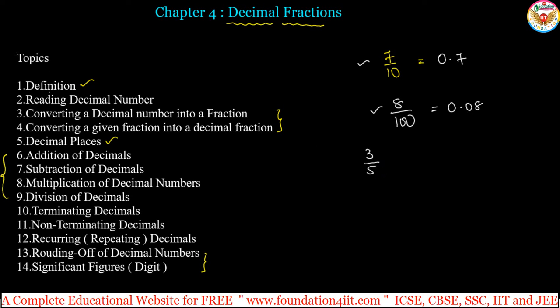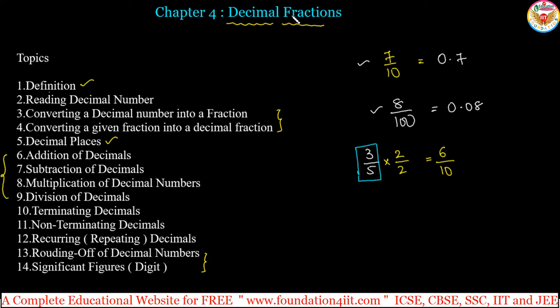3 by 5, if you observe, the denominator is not 10, but we can make it 10. How? Multiply the numerator by 2 and the same for the denominator. Then 3 into 2 is 6, 5 into 2 is 10. So we expressed the denominator as 10. So 3 by 5 is a decimal fraction, right? Or decimal number. We can say it is a fraction, but 3 by 5 is a decimal fraction.